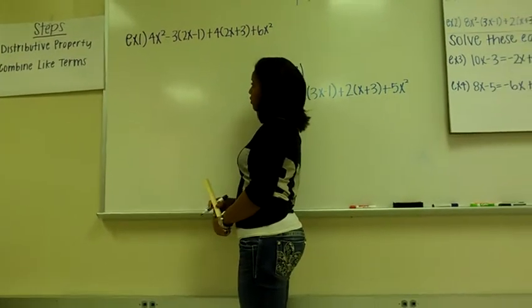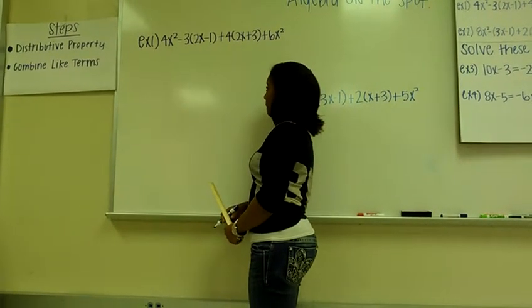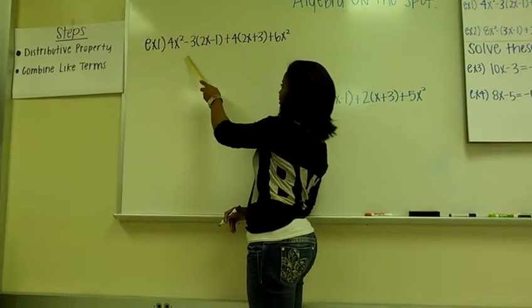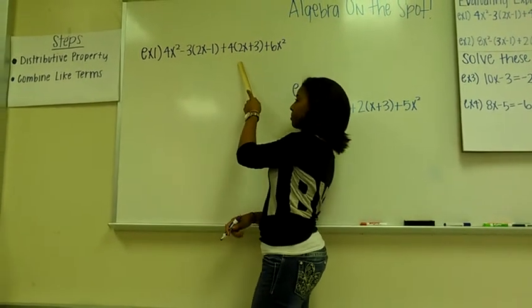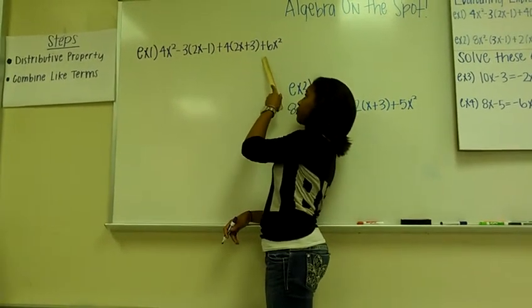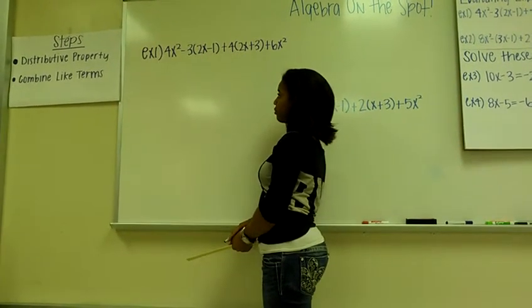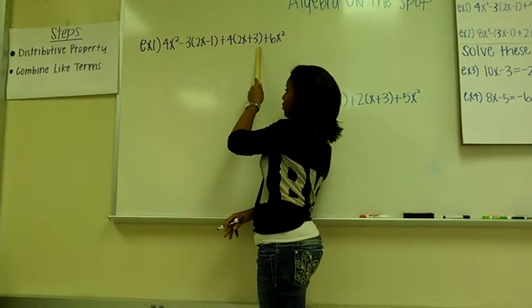Today we're going to focus on evaluating expressions and solving equations. In our first example, we have 4x squared minus 3 times the quantity 2x minus 1 plus 4 times the quantity 2x plus 3 plus 6x squared. We look through our expression and the first thing we see are parentheses. So we're going to use the distributive property.